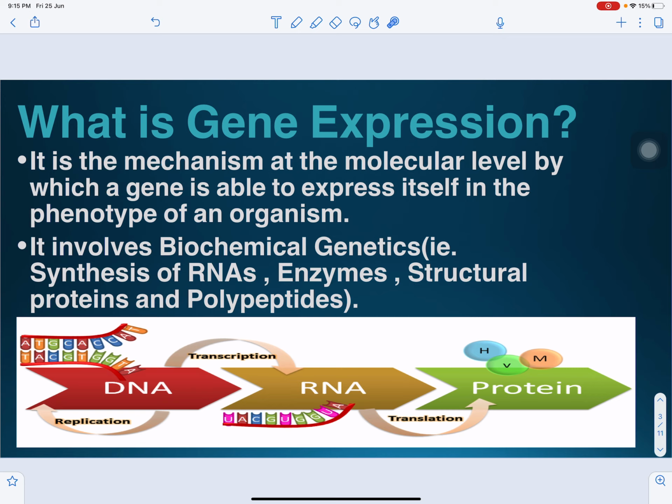If we talk about height of the plant, so this is being determined by a gene, whether the plant is tall, whether the plant is dwarf, or what is the color of the flower, again that will be determined by the gene. So whether the color is purple, pink or white, so many other characters, they are determined by the gene. So they control the phenotype of an organism, but this work is done at the biochemical level. This is called as biochemical genetics. That is, it leads to synthesis of RNAs, enzymes, structural proteins and polypeptide chains.